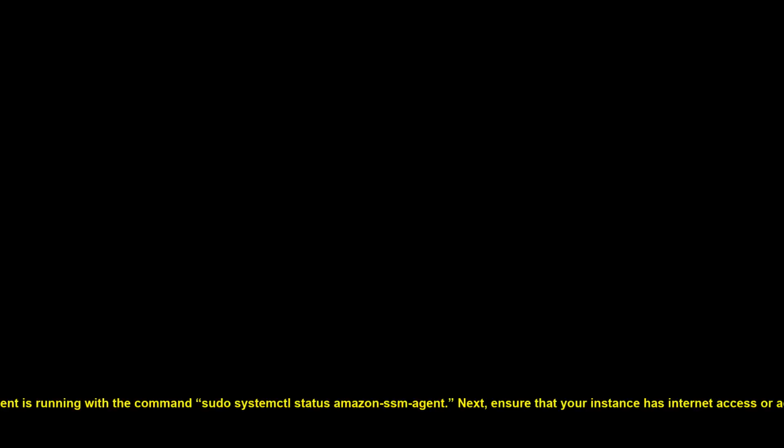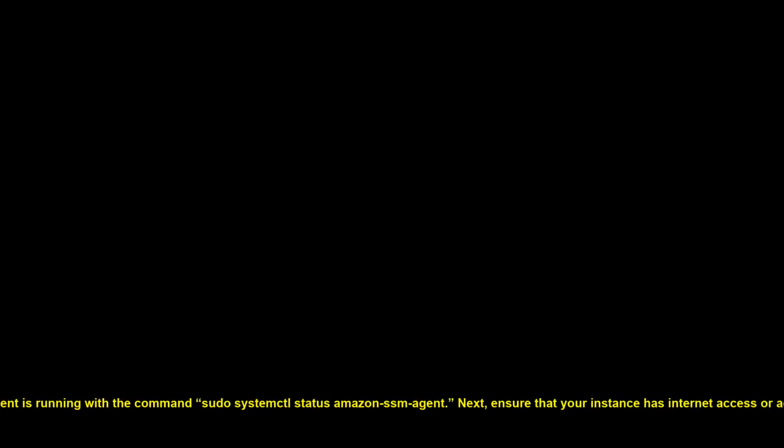After installation, start the SSM agent service. Use the command sudo systemctl start amazon-ssm-agent to start the service. Confirm that the SSM agent is running with the command sudo systemctl status amazon-ssm-agent.